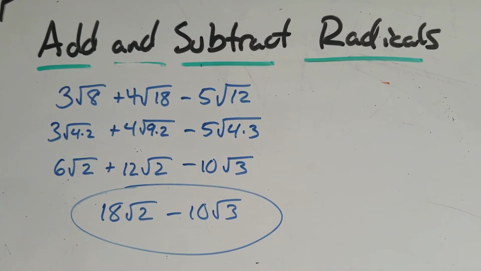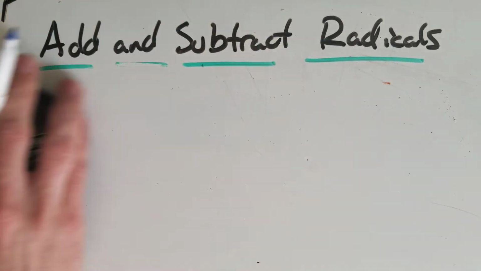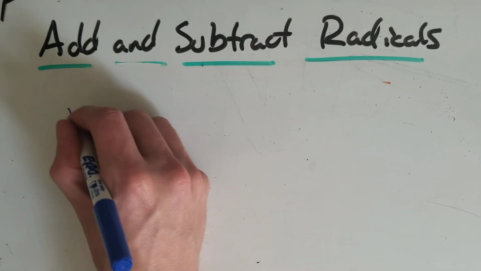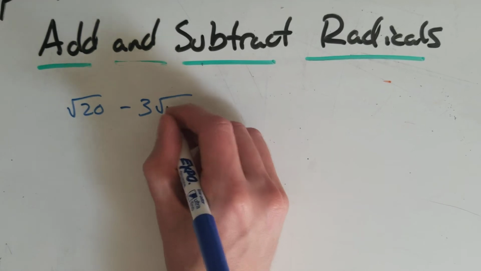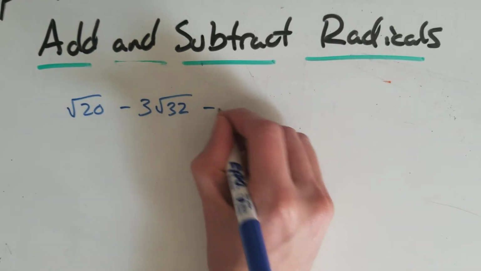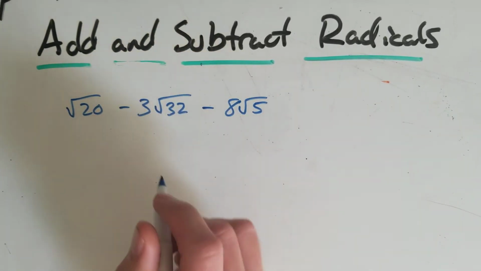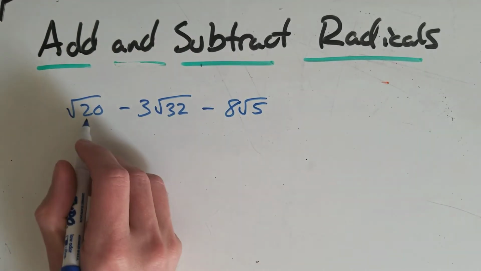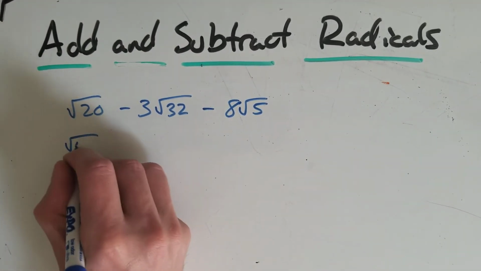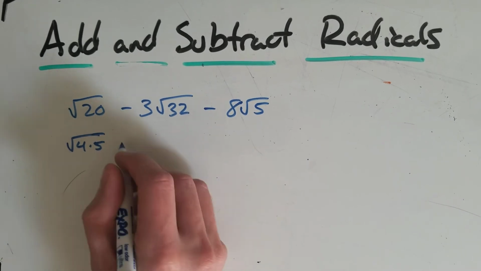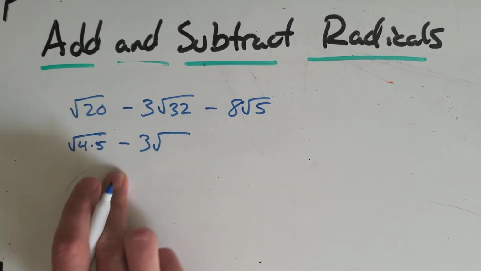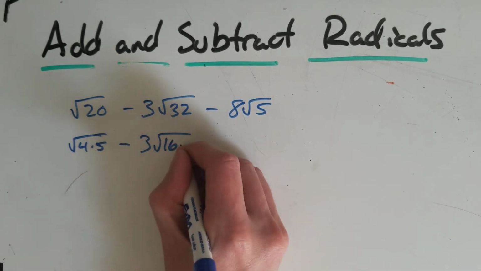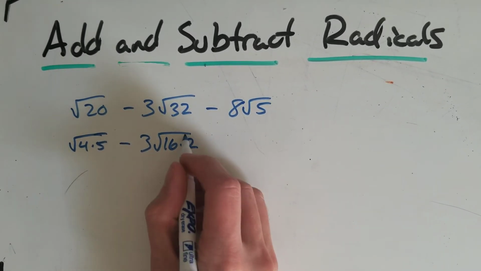All right, our next one we have in red on the same slide. And this one we have the square root of 20 minus 3 times the square root of 32 minus 8 times the square root of 5. So go ahead and try to simplify. Square root of 20, if you break it up, so that's the square root of 4 times 5. Square root of 32, perfect squares that go into 32, well 16 should jump out to us. 16 times 2 is 32.